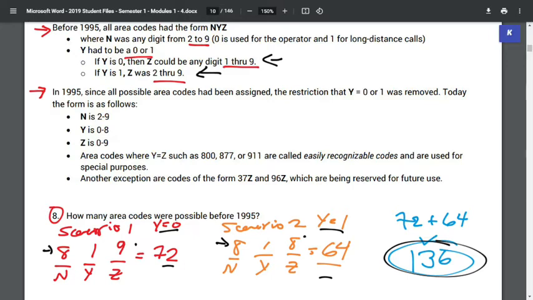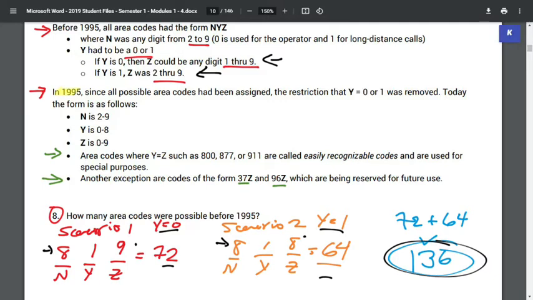So now let's go ahead and take a look at since 1995. That's when they lifted the restrictions. So we have a new set of restrictions for each of our numbers. Where it gets a little interesting is these parts right here with these 2 bullet points. Z and Y can't equal each other, and he gives us some examples of those. So we need to take those out. And then the other exemption is that they're saving these 2 for future use.